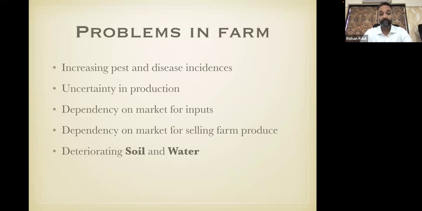Dependency on the market for inputs is very common in farmers. Again, dependency on the market for selling our produce is also very common. The soil resources and water resources are deteriorating. So these were the problems which I identified in my journey up to 2011. So what to do?